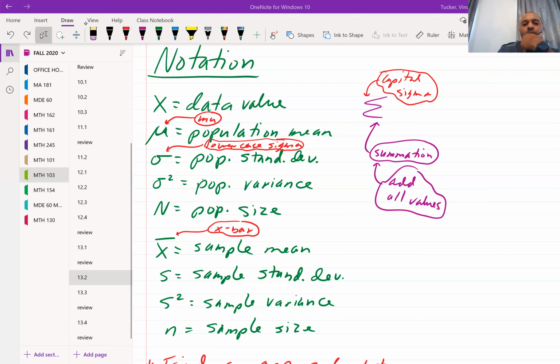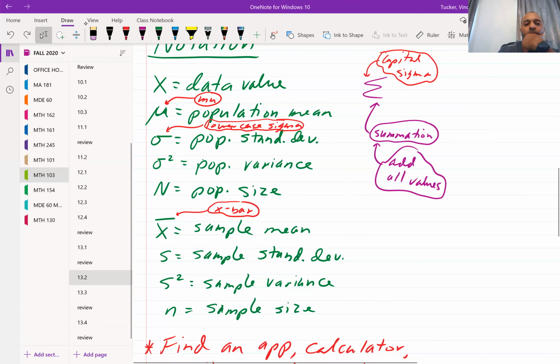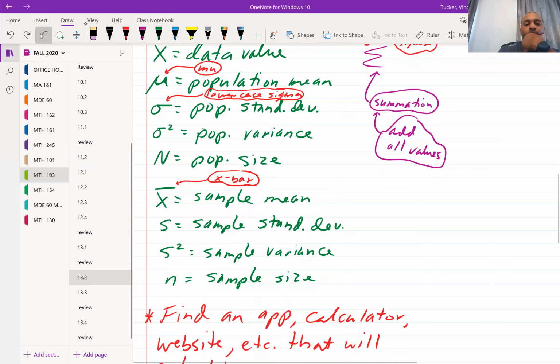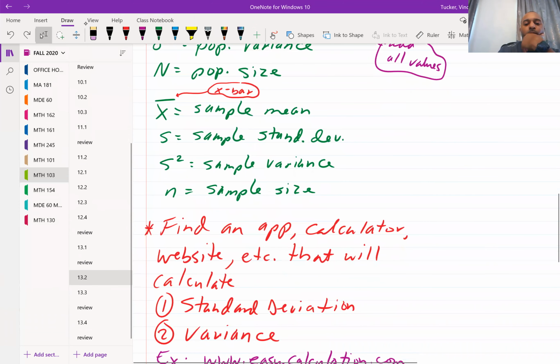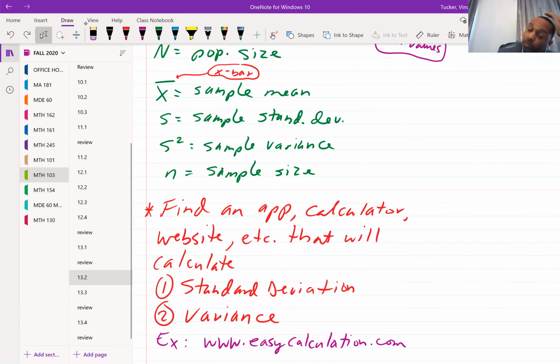All right. We all good before I scroll up? So I'm not going to hold you to the formula for calculating the standard deviation or the variance, but what I will hold you to is finding an app, website, or calculator, something of that nature that will calculate the standard deviation and variance for you. You need something reliable that can calculate it for you.